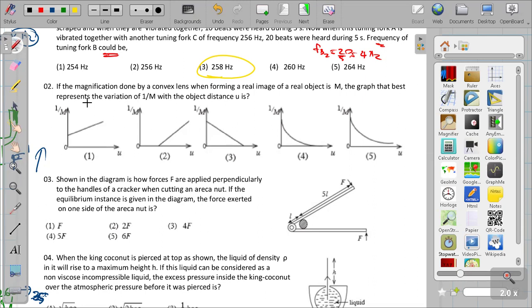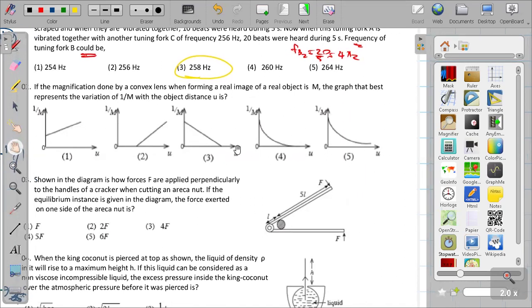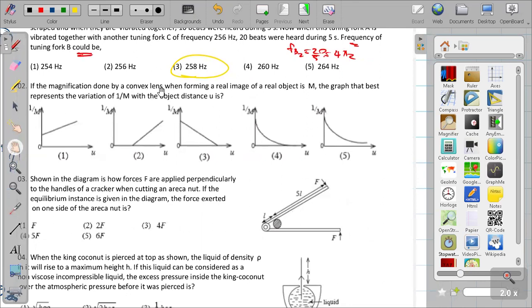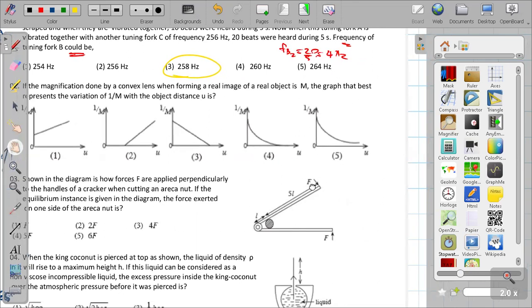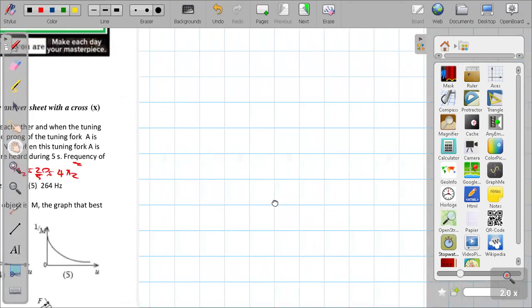If the magnification done by a convex lens when forming a real image of a real object, capital M, object is capital M. The graph best represents the variation of 1 over M with object distance U. Okay. If the magnification done by a convex lens. Let's see.